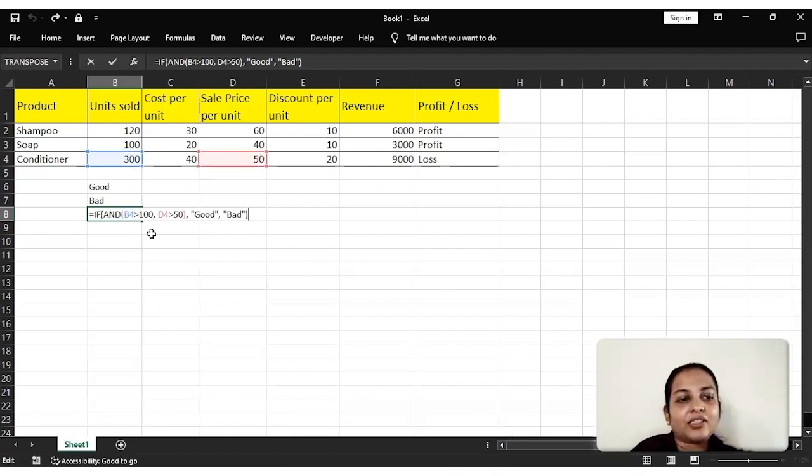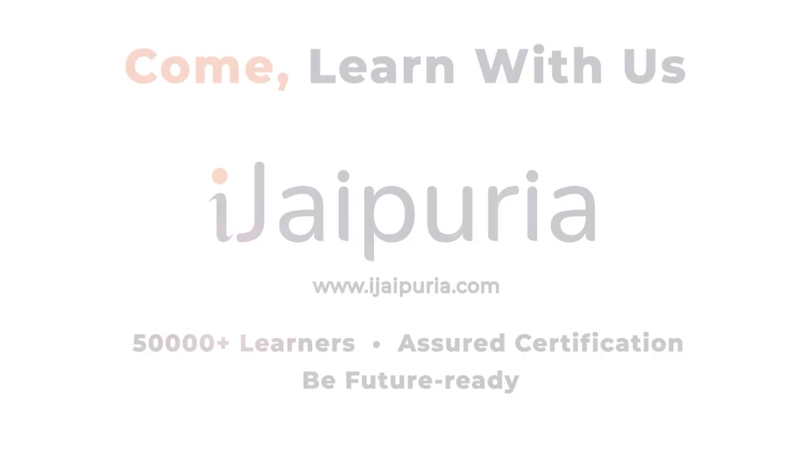Now in place of this, if I would have used OR, let me just go over there and change the AND to OR. Press enter, see it gave me good. So it gave me the true value even if one of the conditions was true.